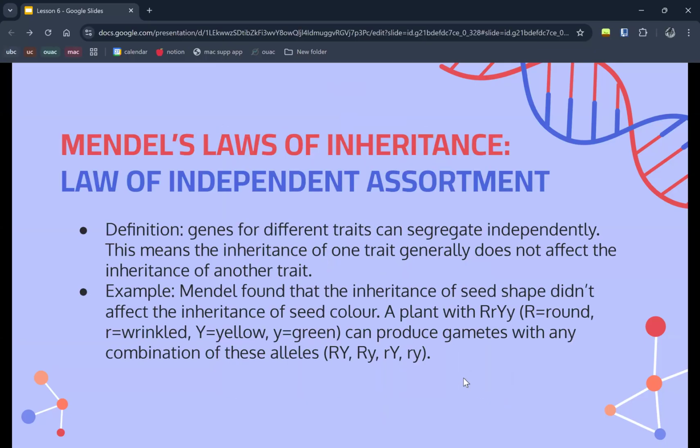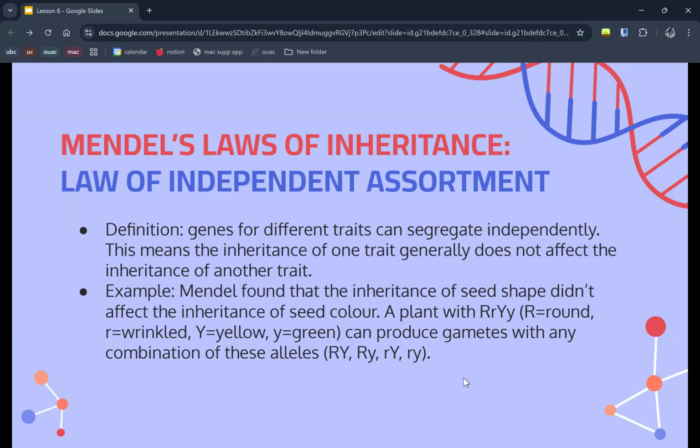His second law was the law of independent assortment. Genes for different traits can segregate independently, and the inheritance of one trait does not affect the inheritance of another trait. So the alleles for different genes are distributed to gametes independently, leading to genetic variation. When he was doing this with pea plants, he proved this by looking at 2 traits, seed shape and seed color. The seeds of pea plants can either be round or wrinkled, and the seed color can either be yellow or green. He found that the inheritance of seed shape does not have anything to do with the inheritance of seed color.